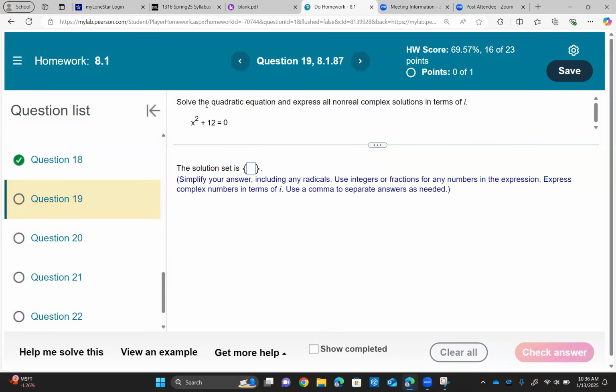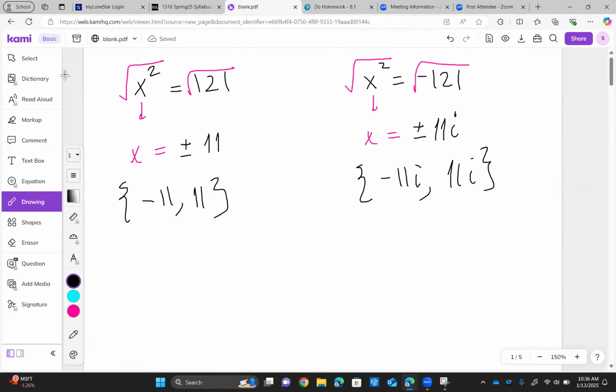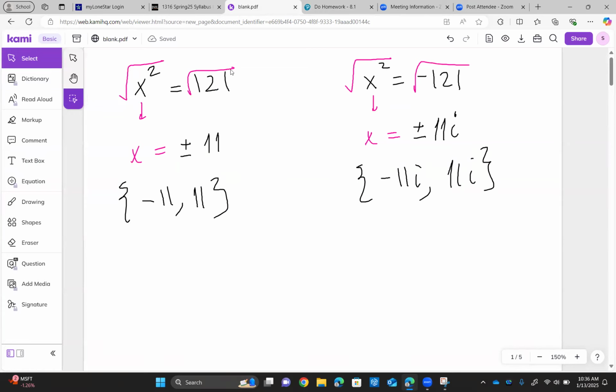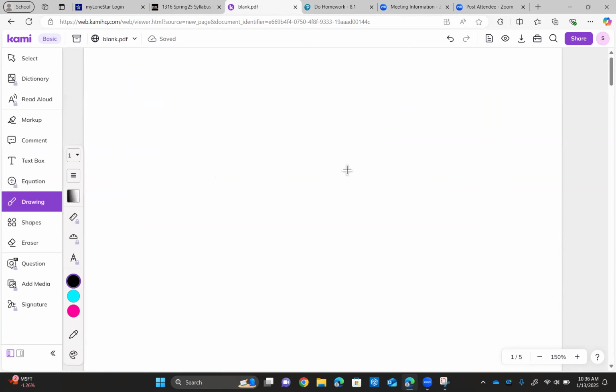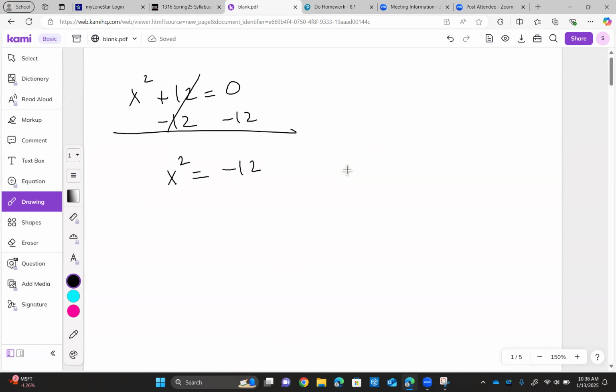Again, this one, solve this quadratic equation. If x squared plus 12 is set to 0, I can just subtract 12 from each side, and I get x squared is equal to -12. Then we have to take the square root of each side. This just gives me an x, and then a negative inside the radical will return an i outside.